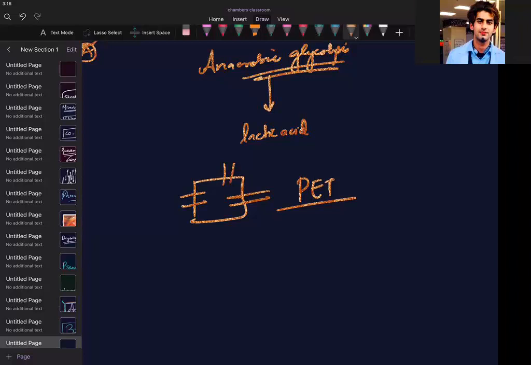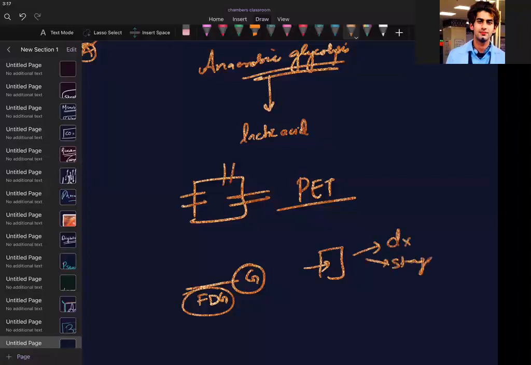So for example, this is a glucose molecule. I'm tagging this with FDG. When I tag this, that means a cell which is taking it will become colorful. It will emit something. I'll be teaching you that principle. So we are using this principle. I gave you connection with the radiology. We are using this PET scan so that we can diagnose, we can stage, and we can monitor the therapy.